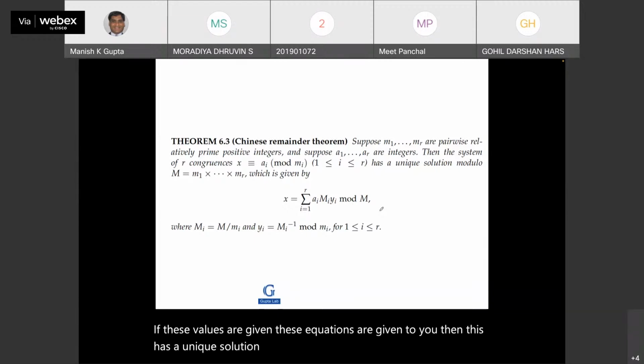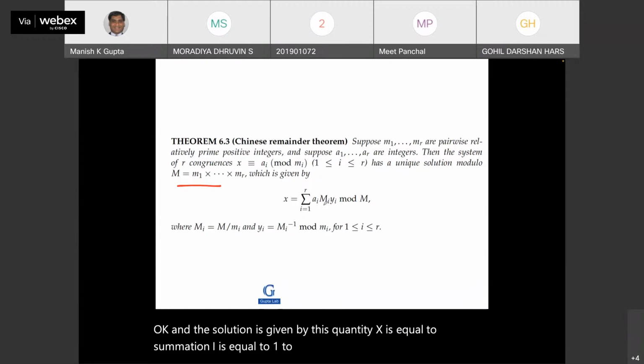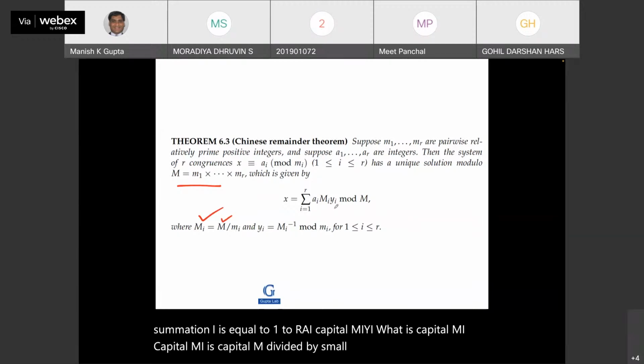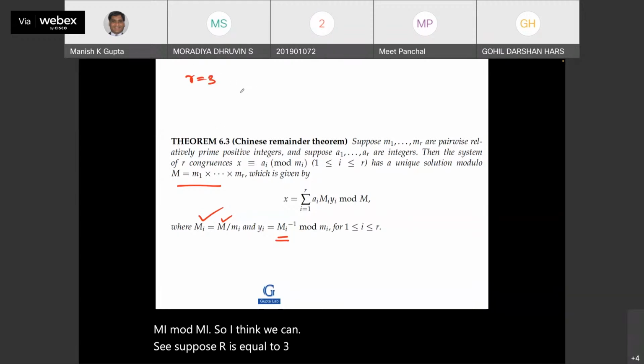capital M. And the solution is given by x equal to the summation, i equal to 1 to r, of ai Mi yi. What is capital Mi? Capital Mi is capital M divided by small mi, and yi is the inverse of capital Mi mod mi. So I think we can see, suppose r is equal to 3, so there are 3 numbers, right?